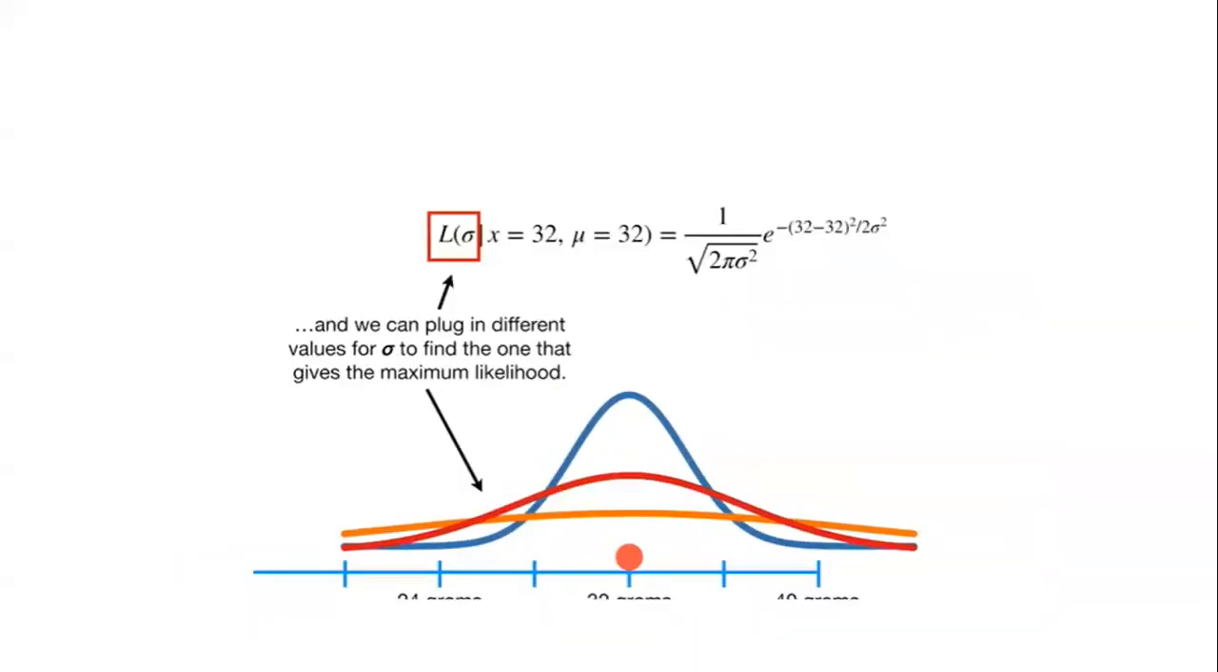For different values of sigma, by fixing x and mu, we can plug in different values of sigma to find the one that gives the maximum likelihood. When sigma is small, you will get a tall, narrow curve. When sigma is large, the curve becomes wider and shorter. So you can apply different values of sigma and see where you are getting the maximum value. We want the maximum.